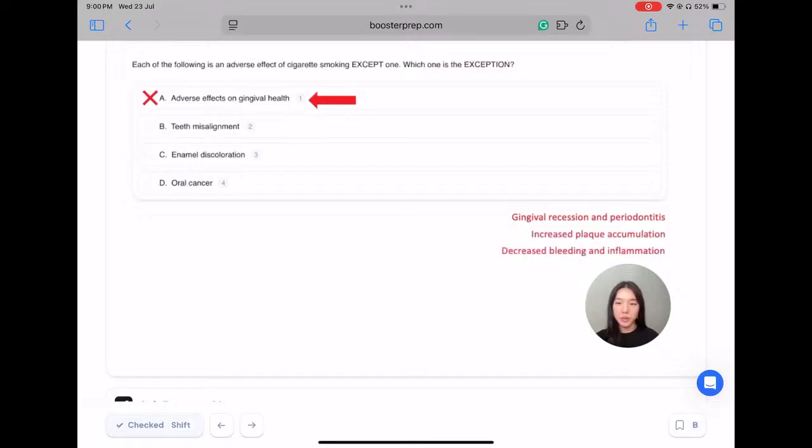Despite the negative effects on gingival health, smoking will actually reduce the inflammatory response of the gingiva due to constriction of capillaries and blood vessels, meaning that even if a patient does present with gingivitis, they may not have an increased bleeding response. So this is something to look out for.